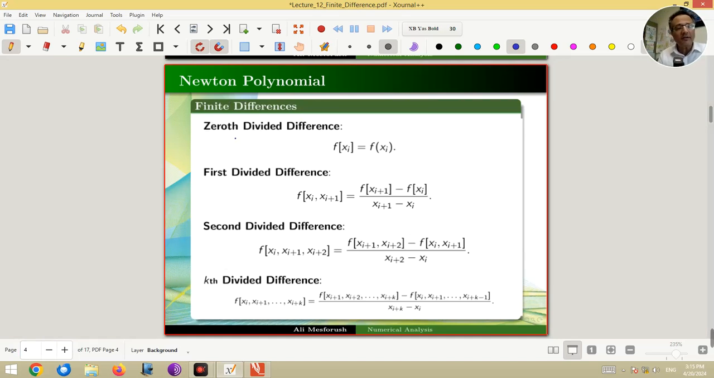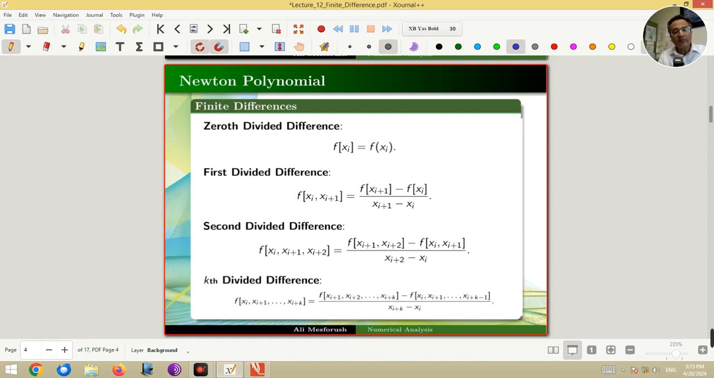Now I want to introduce a new concept that we call finite differences. We have finite differences of order 0, order 1, order 2, and order k. We define the finite difference of order 0, or zeroth divided difference, f of xi, as equal to f of xi. In fact, we put just square brackets instead of parentheses.